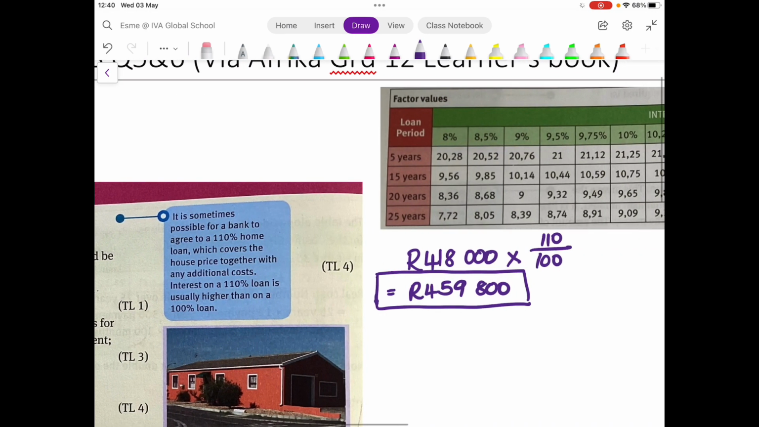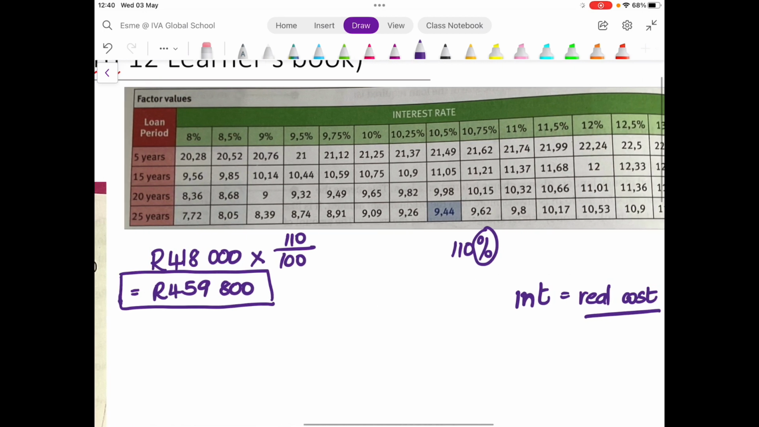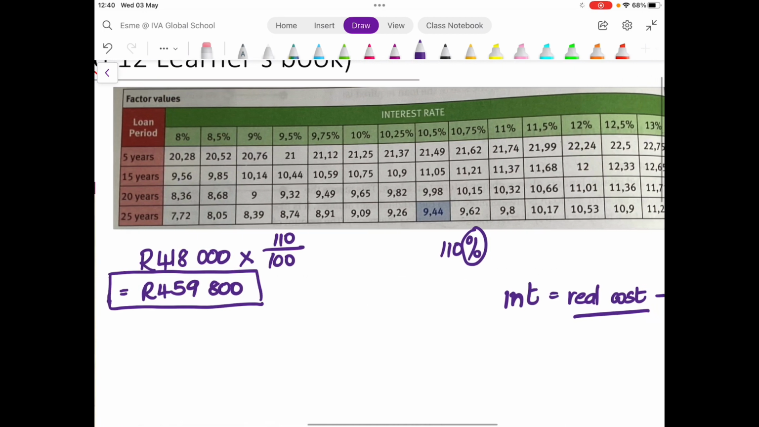So we have to calculate monthly repayments, and in order to do that, we need to go to our factor table, and it is 11% interest, and we are taking it over 25 years. So remember where these two cross, so down there and down here, our factor, which is nothing but a number to multiply by. So the factor equals 9,8. It's not a percentage, it's not a rand value or anything like that.